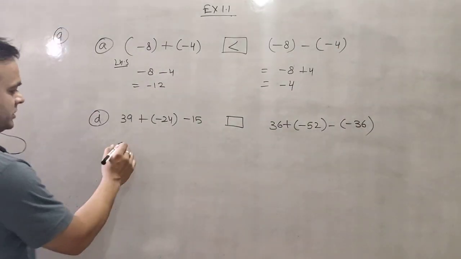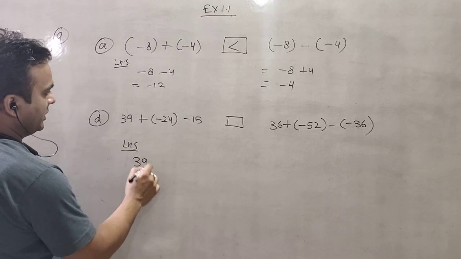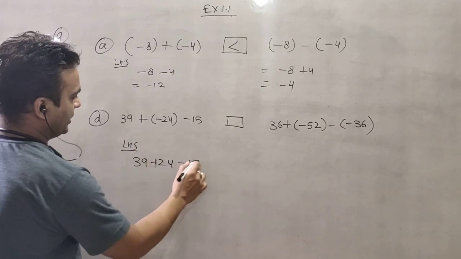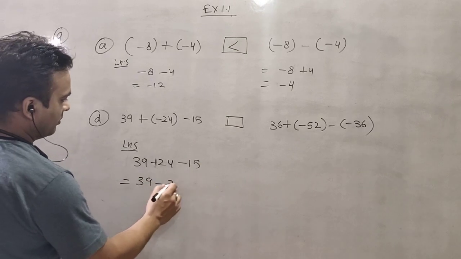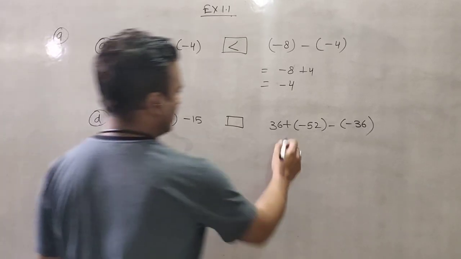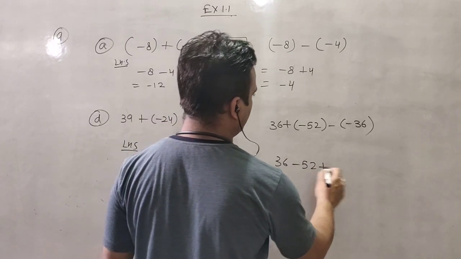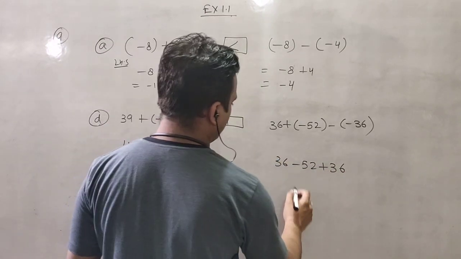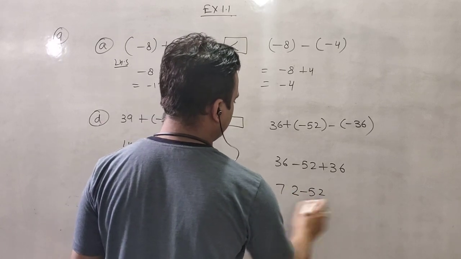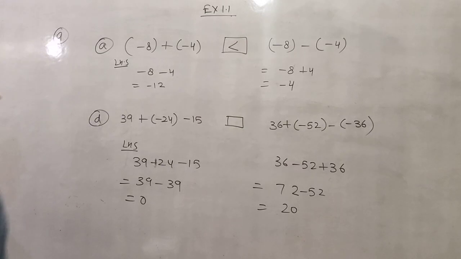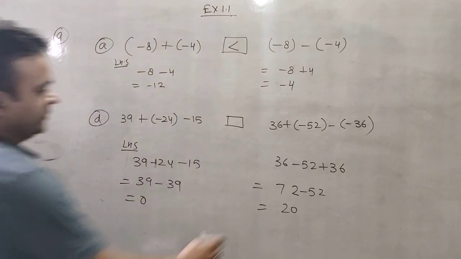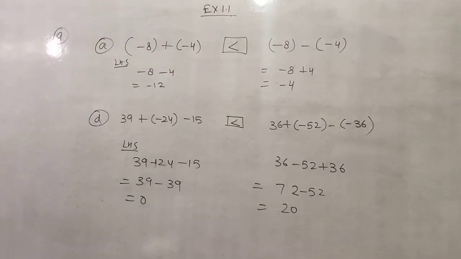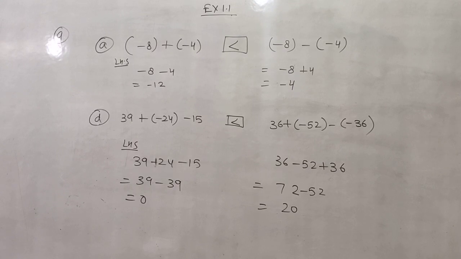Now we will check again for this left hand side. So 39 plus minus minus 24 minus 15, then it will be 39 minus 39, it is 0. Now we will check for this: 36 minus 52 plus 36, now it is 72 minus 52, it is 20, not equal. And which one is greater? Obviously 20 is greater than 0, so we will put the symbol like this. So this is all about this exercise, and I think now you can do it like this, and you have to note it down and write in your notebook in the same way. Thank you.